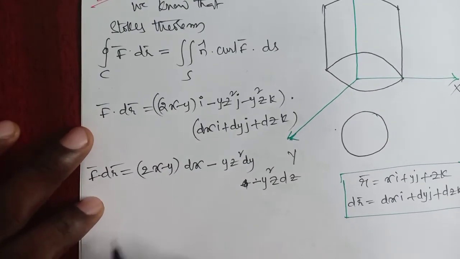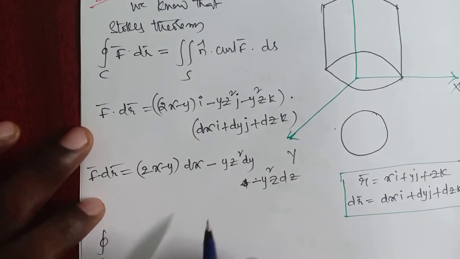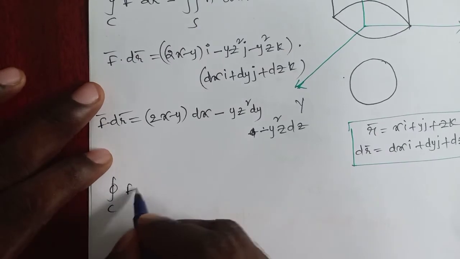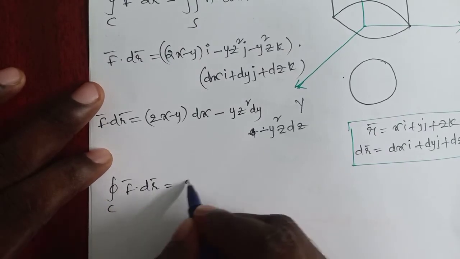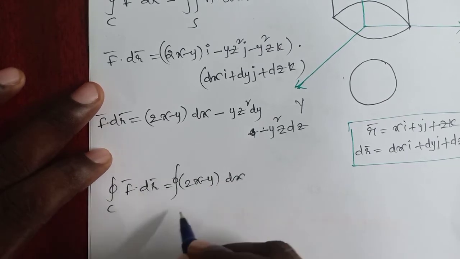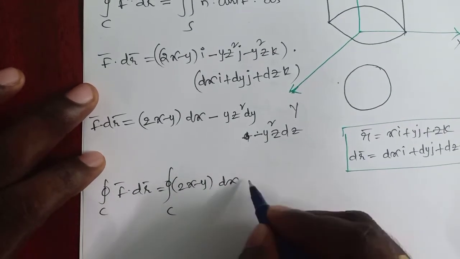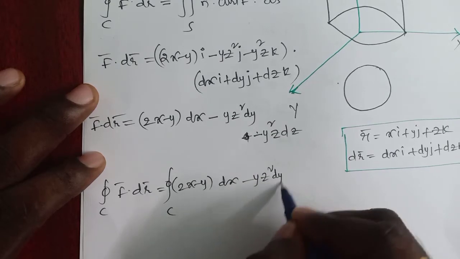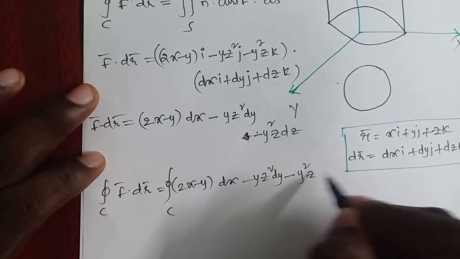Now coming to the line integral along the curve C, f bar dot dr bar equal to the line integral along the curve C of (2x minus y) dx minus yz square dy minus y square z dz.